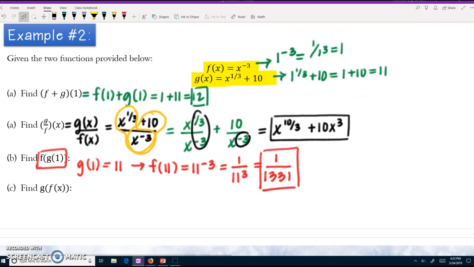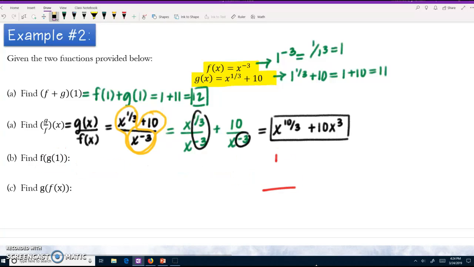Now we have one more operation here. We have g of f of x, but I think I'm a little low on space, so I'm going to get rid of this one here. And then let's try that function composition. So g of f of x is the same thing as saying find g of x to the negative 3rd power.